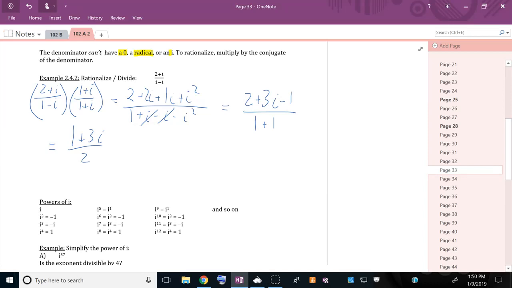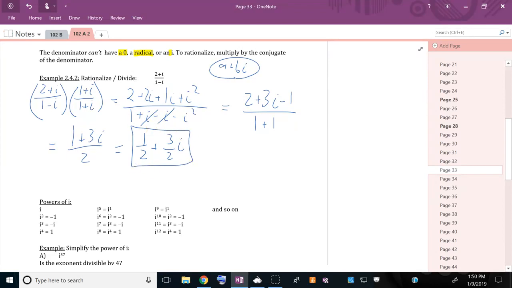Now, we like to have our final answer in the form a plus bi. So in other words, I'm going to write that as two separate fractions, both of which have the same denominator. And that's the form that we will see on homework and tests.